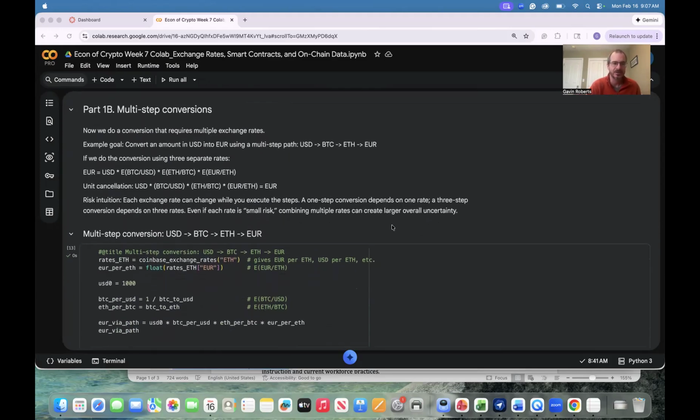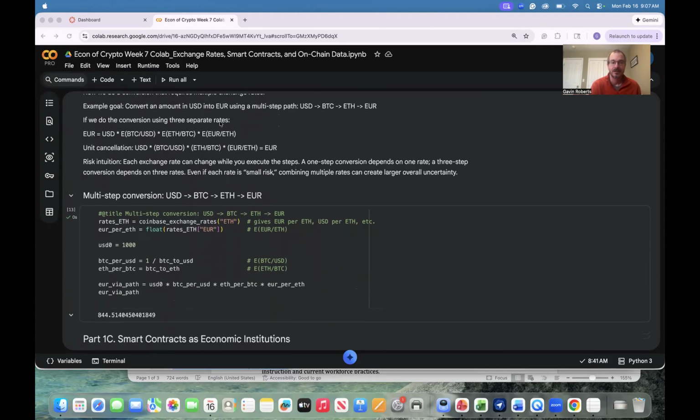So multi-step conversions, now we do a conversion that requires multiple exchange rates. We could imagine situations where we're dealing across borders and maybe have exposure to different currencies. This type of thing could show up in trade a lot. So maybe we want to go from USD to euros, but we're going to be using different blockchains, and because we want to use blockchains, maybe we're trying to do it anonymously.